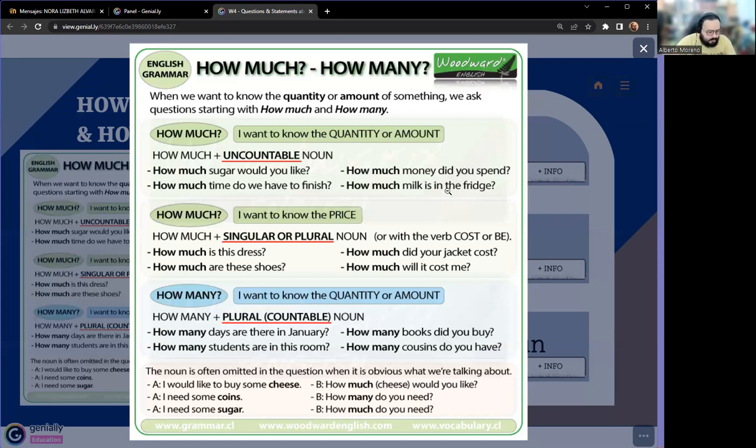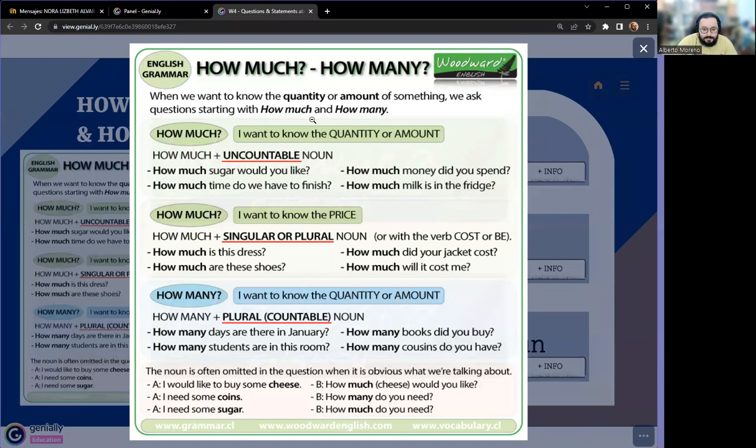Sin embargo, si quisiéramos preguntar por el precio de un objeto, aquí la regla cambia porque cuando lo utilizamos para preguntar por el precio, podemos utilizar how much tanto con sustantivos contables como no contables. Tanto si están los sustantivos contables en plural o en singular. Por ejemplo, how much is this dress? ¿Cuánto cuesta este vestido? How much will it cost me? ¿Cuánto me costará? How much money do you need? ¿Cuánto dinero necesitas?